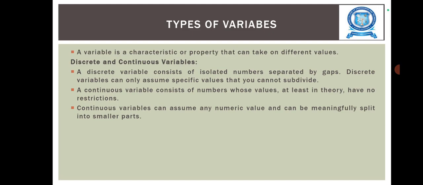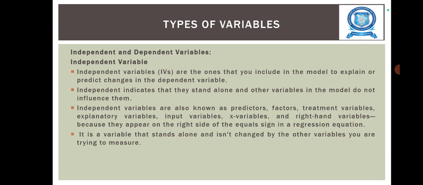The next one is discrete and continuous variables. A discrete variable consists of isolated numbers separated by gaps. Discrete variables can only assume specific values that you cannot subdivide. A continuous variable consists of numbers whose values, at least in theory, have no restrictions. Continuous variables can assume any numerical value and can be meaningfully split into smaller parts.